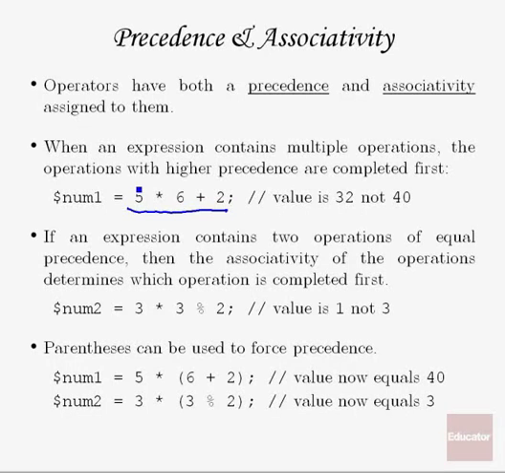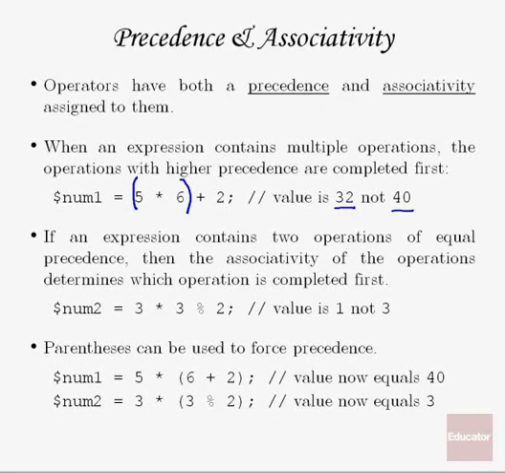It could go left to right and say, okay, I'm going to do 5 times 6 first. The value of that is 30, plus 2, and the value is equal to 32. Now it could go the other way and say 6 plus 2 is 8, 8 times 5 is 40. Well, the rules in PHP are that multiplication has a higher precedence than addition, so when those two operators occur in the same statement, the one with the higher precedence, multiplication, gets completed first. So it's the same thing as if we had written this in parentheses here. So the value of this expression is actually 32 and not 40.